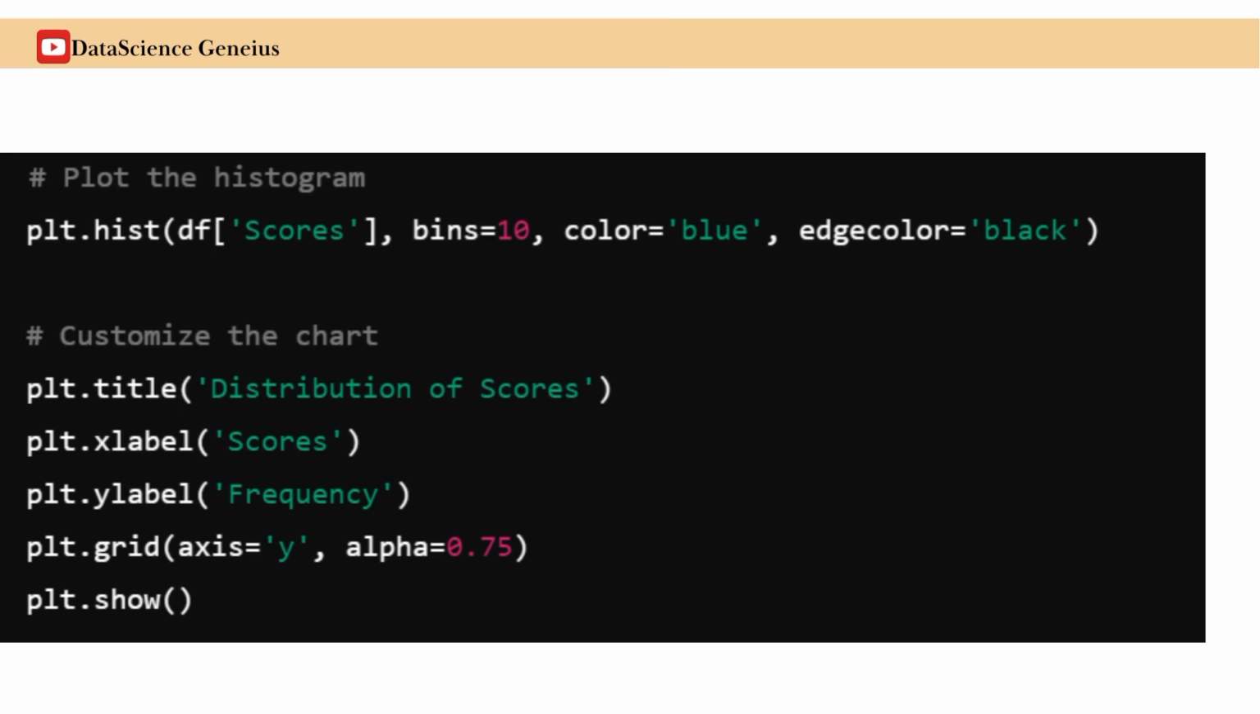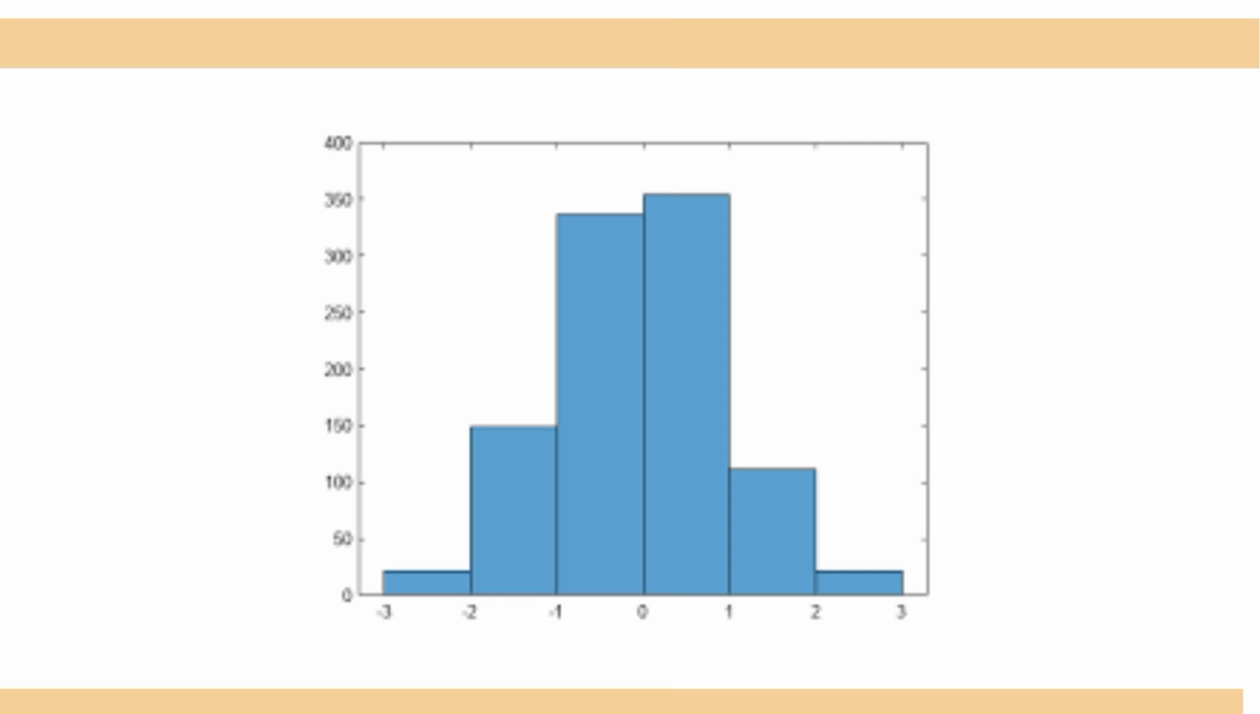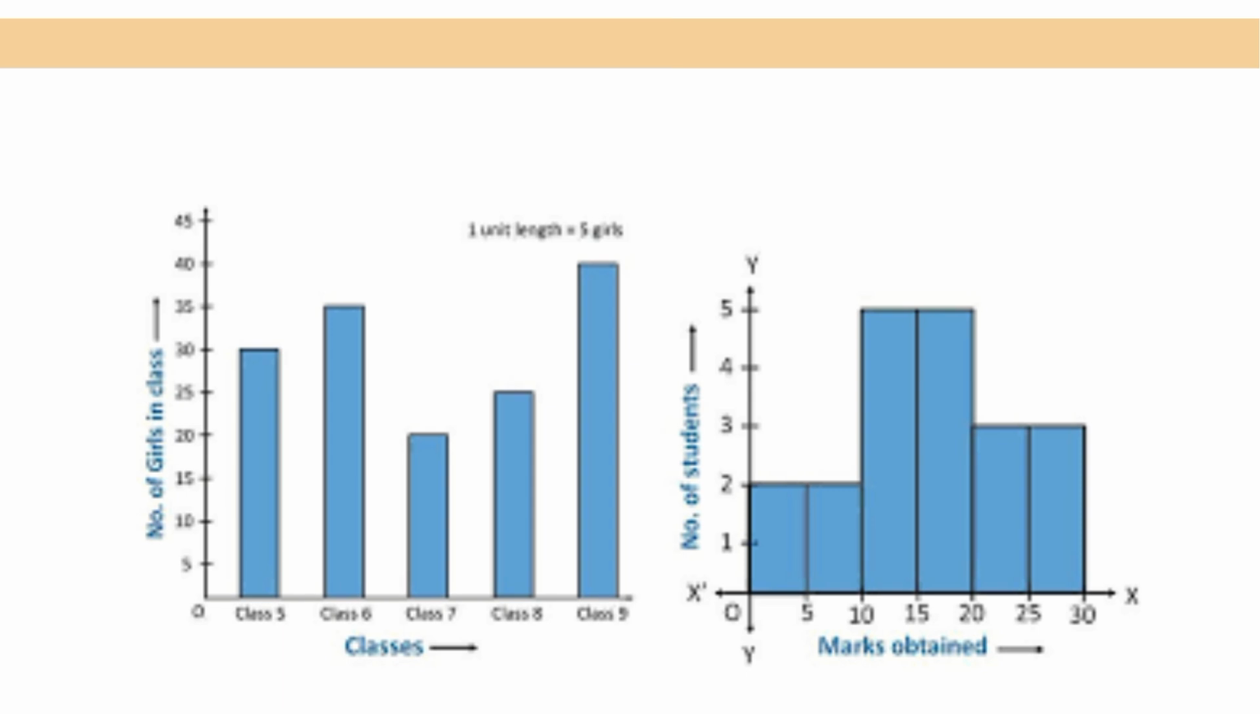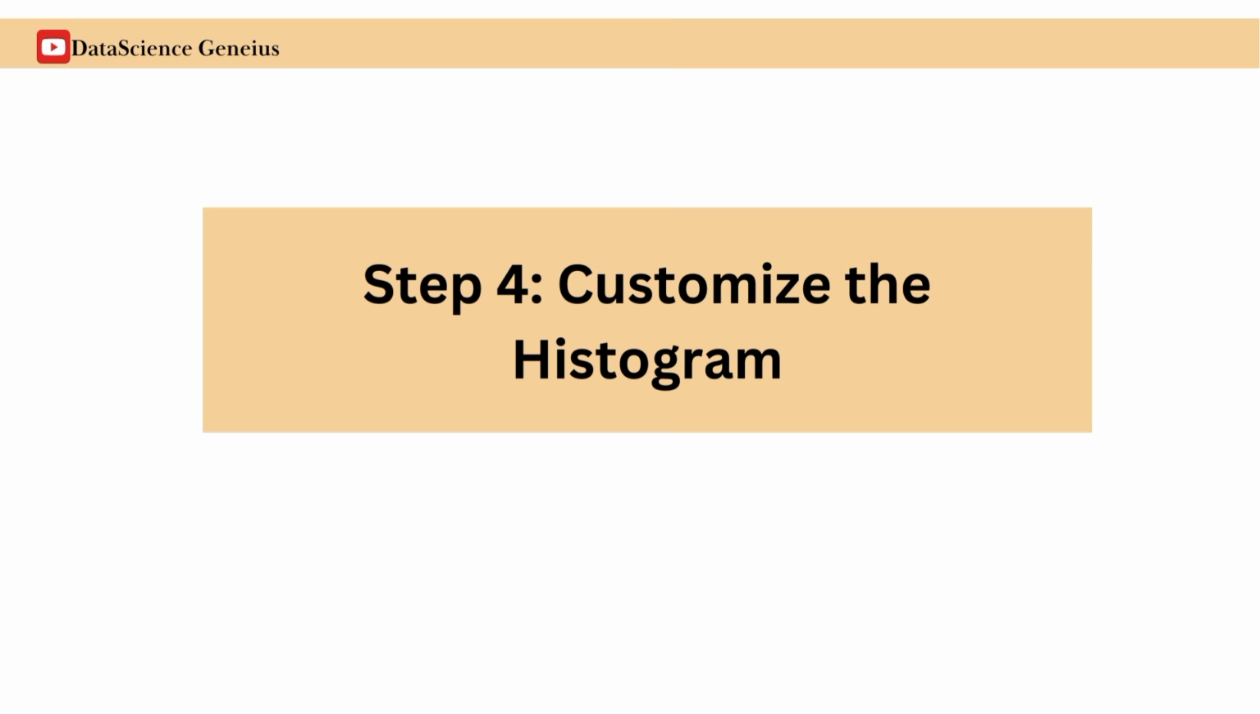plt.hist is a function that creates the histogram. The bins parameter specifies the number of bins. Color sets the color of the bars, and edgecolor defines the color of the edge of the bars. Use the hist method of Matplotlib to create the histogram. You can customize the appearance of the histogram using various parameters. Show the frequency numbers on the histogram bars.